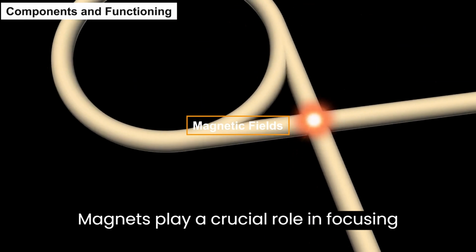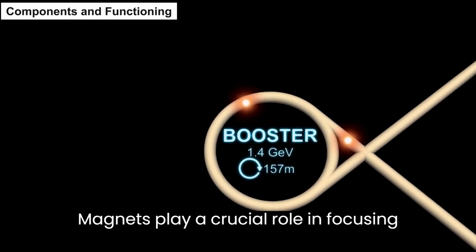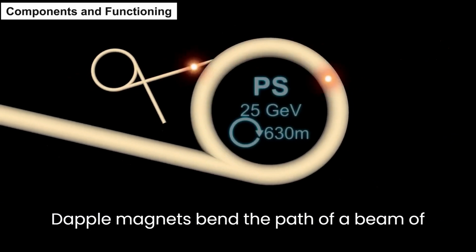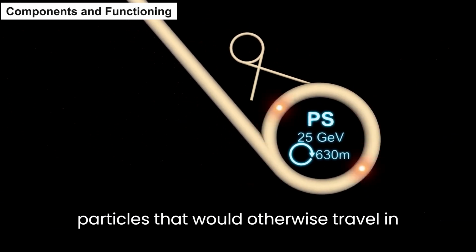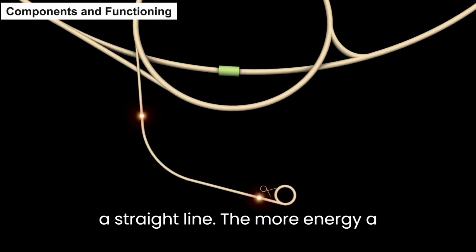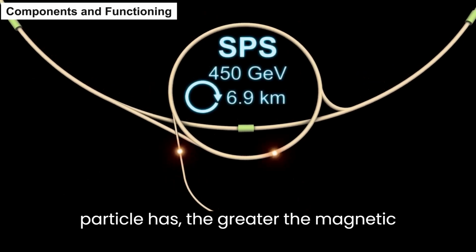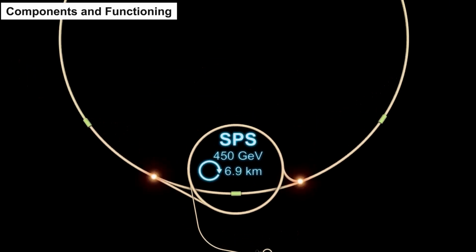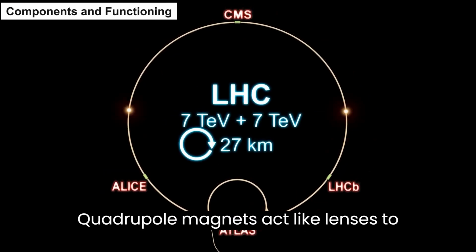Magnetic fields. Magnets play a crucial role in focusing and steering the particle beams. Dipole magnets bend the path of a beam of particles that would otherwise travel in a straight line. The more energy a particle has, the greater the magnetic field needed to bend its path. Quadrupole magnets act like lenses to focus a beam.